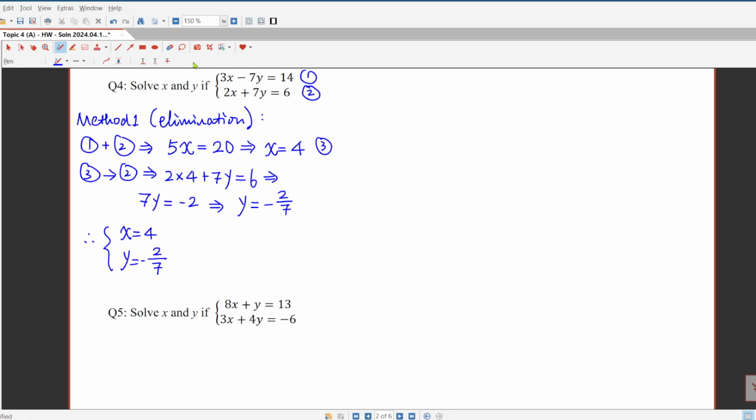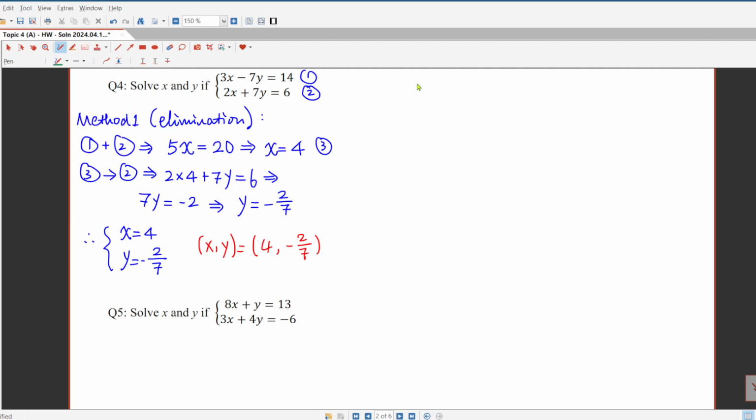So when you finish the solution of a system of two linear equations, it's better to write your solution in this way. Or you could also write it in this way. You could write it as the pair of xy equals 4, negative 2 over 7. Either way is okay. Okay, this is a conventional way we express the solutions to a system of two linear equations.